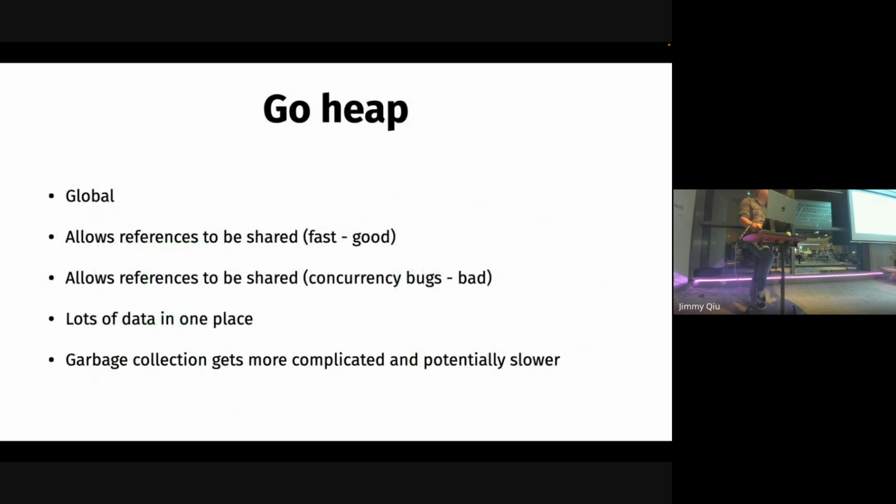So yeah, the Go heap is global. It has some good and bad sides. You can share references, so it's nice and fast. You can share references, which is bad because you get concurrency bugs. Lots of data all in one place, and the garbage collection actually gets harder when you have one single big thing. It can get a lot of junk and it's harder to go through it.